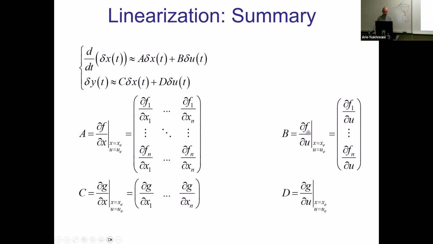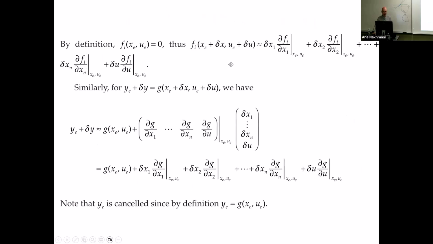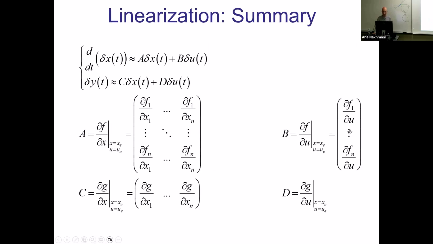Matrix B will be defined as df to du because you can see it here, right? These elements are B elements for different functions i equals 1, 2, 3, 4, 5, for different functions f1 through fn. C will be dg to dx, and D will be dg to du, all at equilibrium points. So all of them are constants practically. All of these derivatives here will be constants, constant coefficients.